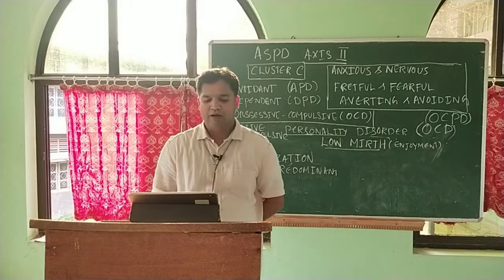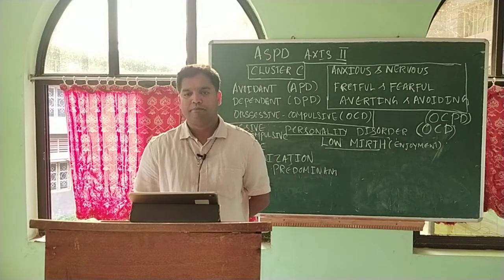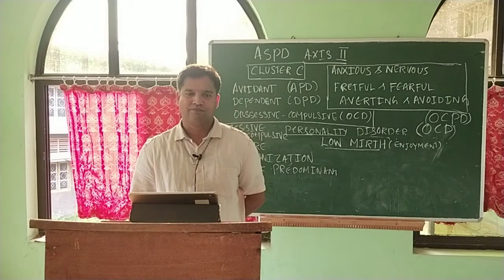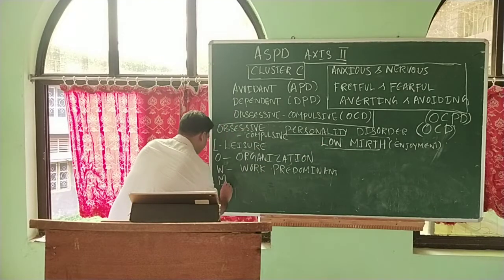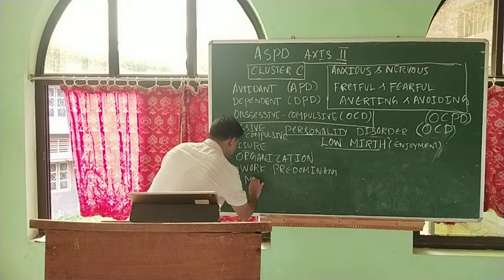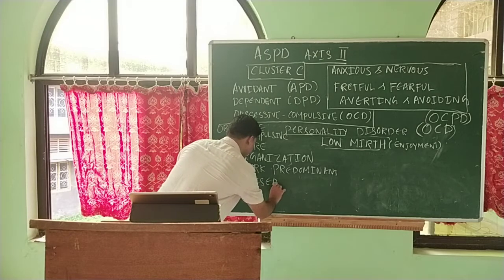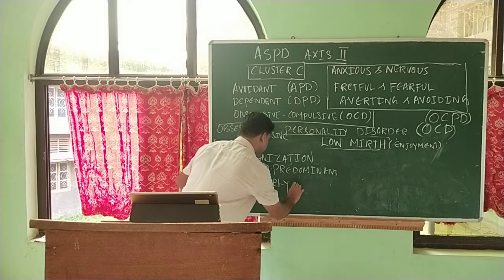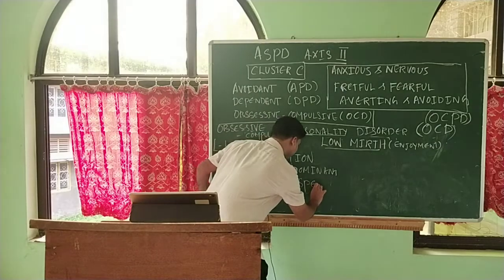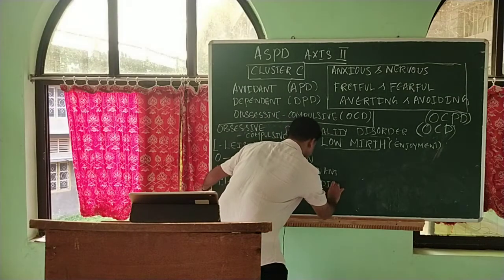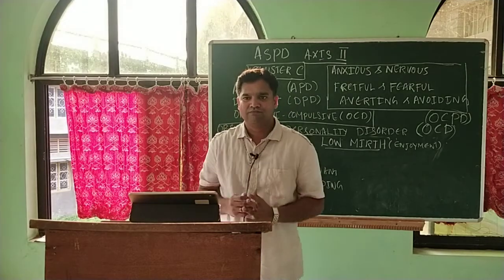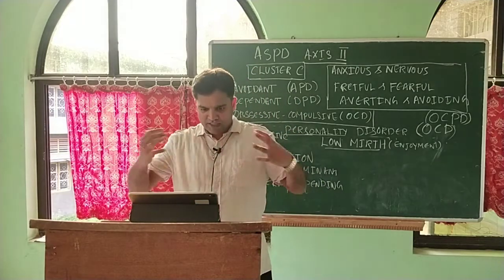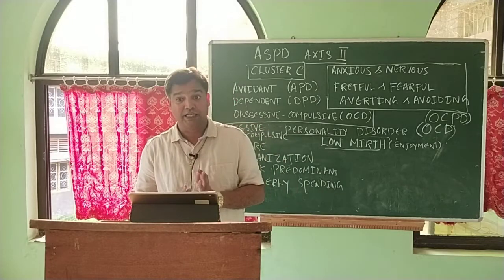Then M stands for misers. Miserly spending habits. They are very miserly. They don't spend money. Mainly with the money, they are very miserly. They cannot give things. They will be keeping everything for themselves. They are very miserly because they think it is their hard work.